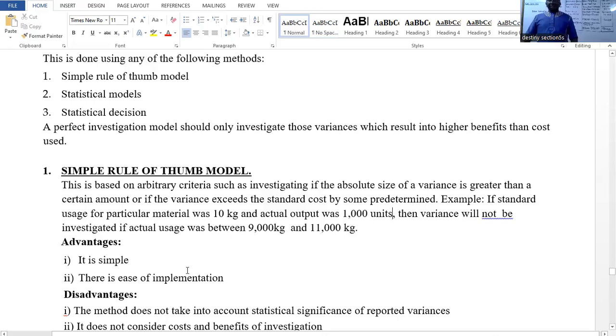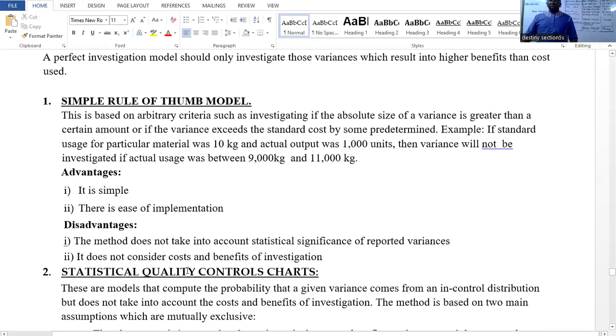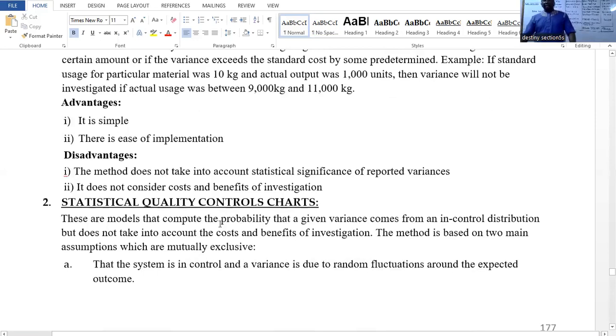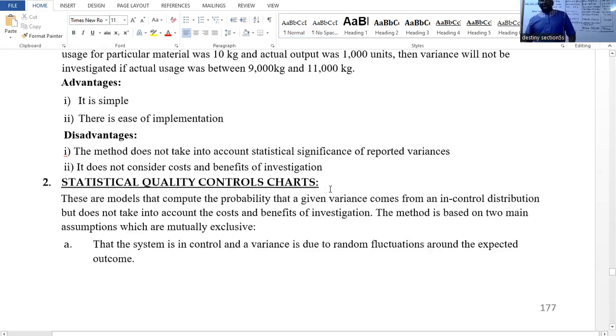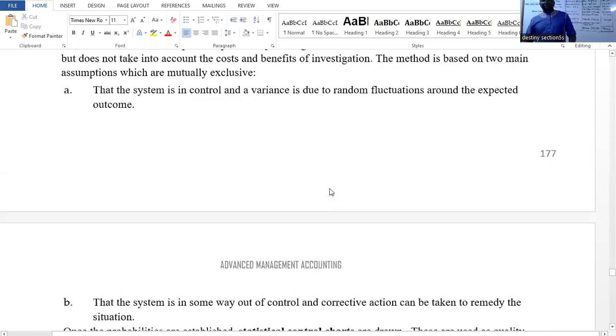Now, the advantages of this are that it is simple to use and also easy to implement. But the disadvantages are that the method does not take into account the statistical significance of the reported variances, so we are not able to look at how significant they are. And it does not consider the costs and the benefits of the investigation.